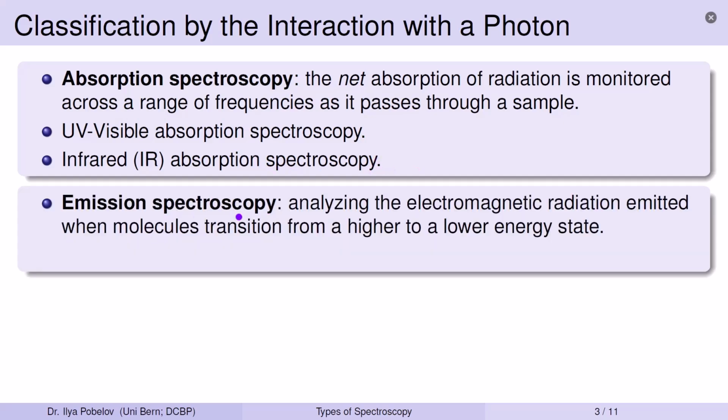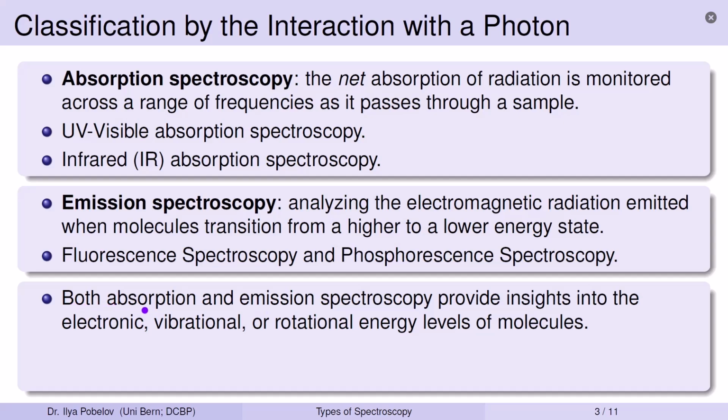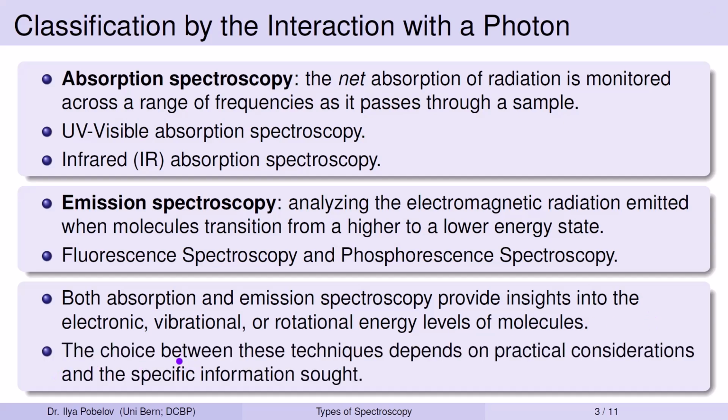On the other hand, emission spectroscopy focuses on detecting and analyzing the electromagnetic radiation emitted when molecules transition from a higher to a lower energy state. Fluorescence spectroscopy and phosphorescence spectroscopy are prime examples of emission spectroscopy. In principle, both absorption and emission spectroscopy provide insights into the electronic, vibrational, or rotational energy levels of molecules. However, the choice between these techniques often depends on practical considerations and the specific information sought.